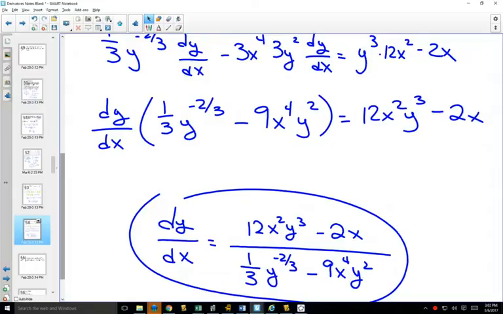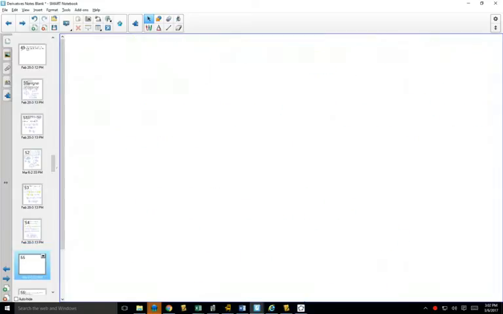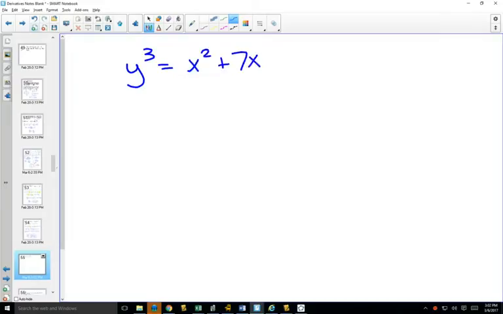So at the beginning, I was thinking about an example. I think I have a good one now of where we could use implicit differentiation or we could use regular differentiation. Something that you could solve for y by itself if you wanted to. So let's say I had y cubed equals x squared plus 7x.